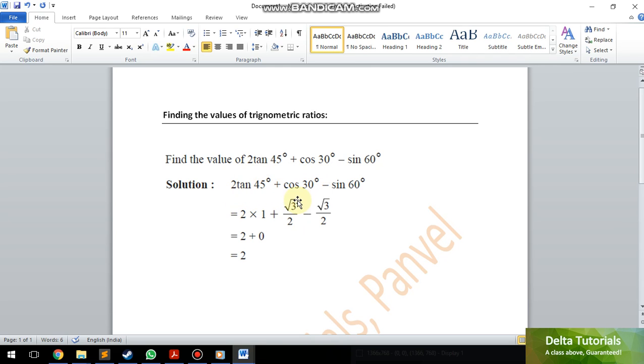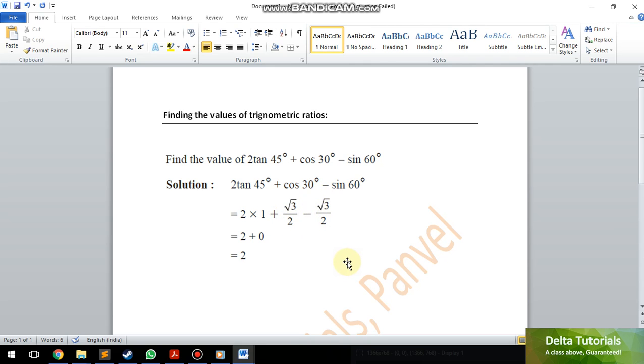Now the value of cos 30 is root 3 upon 2, so we have substituted that value over here. Then minus sign as it is, minus sin 60 degree. Again, as per the table, the value of sin 60 degree is also root 3 upon 2. So we are just simplifying this step. 2 into 1 will be 2 plus root 3 upon 2 minus root 3 upon 2.